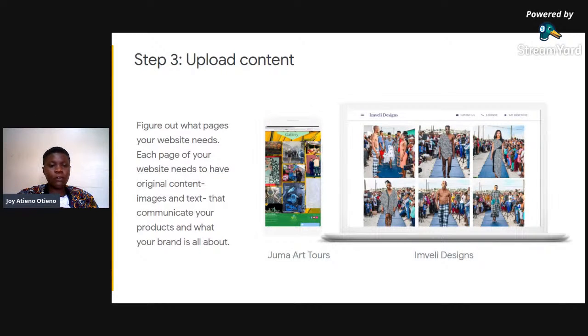So after you have built your website using a website builder, you've connected your domain name, it's now time to go live. But before you go live, make sure that you upload the relevant content, right? Upload the relevant content.